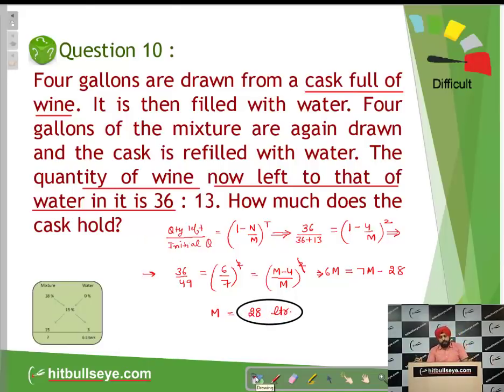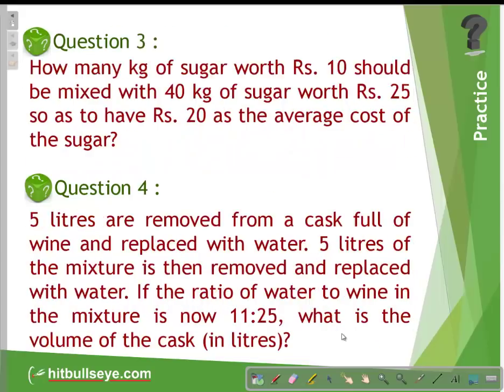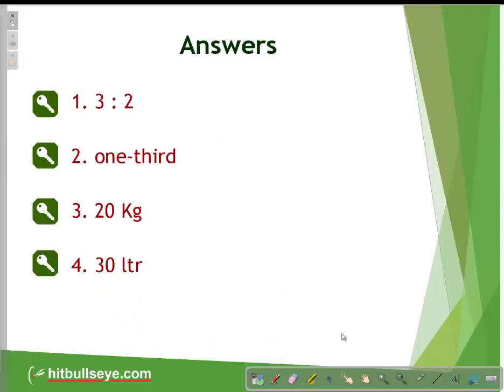Right? So this way, if we take the ratio of quantity left to initial quantity, our question actually becomes very, very simple. Before we end this session, students, let's have a few practice questions for you. Here are 2 practice questions for you, followed by 2 more questions. These are the 4 answers for these 4 questions.